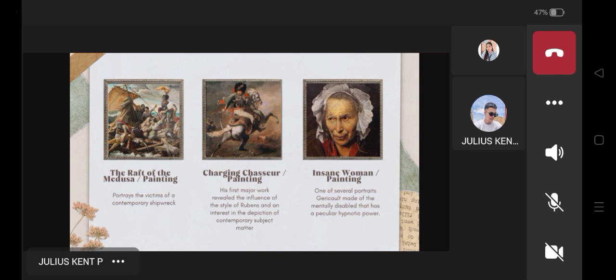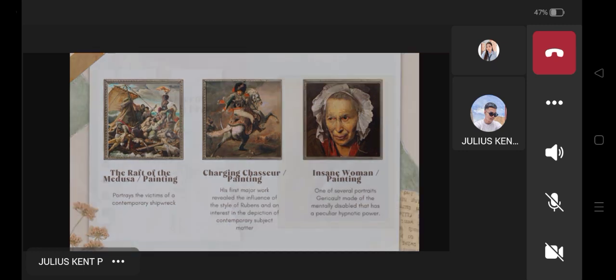Yan. His first major work revealed an influence of the style of Rubens and his interest in the fiction of contemporary subject matter. Yan. Nagawa siya 1812. Tapos yung medium na ginamit sa kanya ay oil paint din. Tapos Insane Woman, one of several portraits Jericho made of a mentally disabled person that has a peculiar hypnotic power. Yan. Na-create niya to noong 1822.